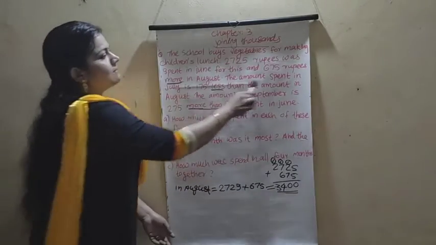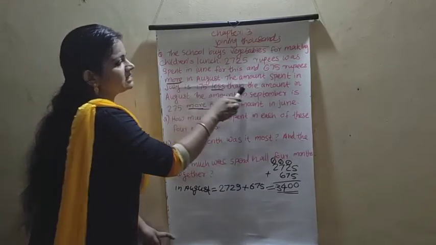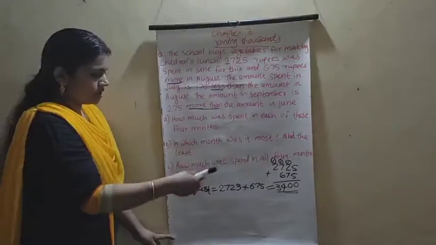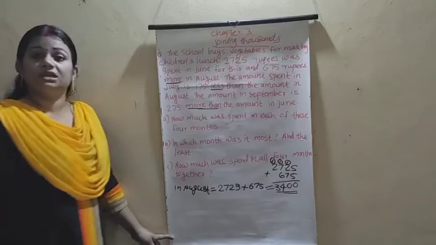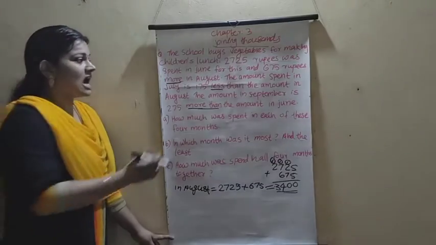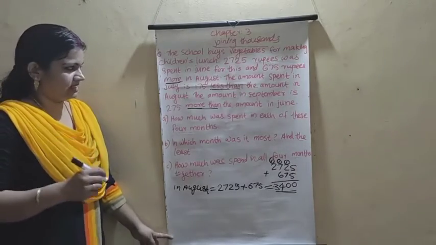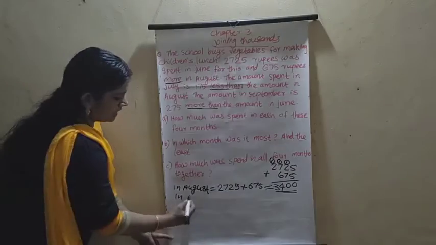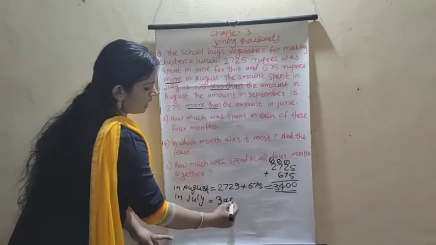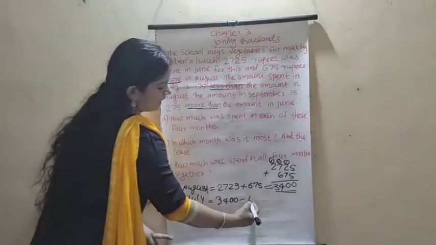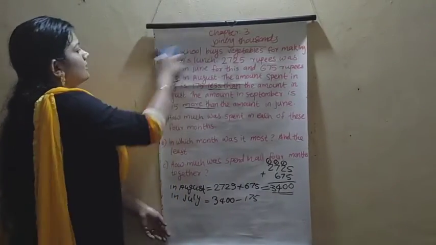How to find out the amount spent in July? It is 175 less than the amount in August. The amount in August is 3,400, and July is 175 rupees less. Since "less than" is given, you do the subtraction. So 3,400 minus 175.